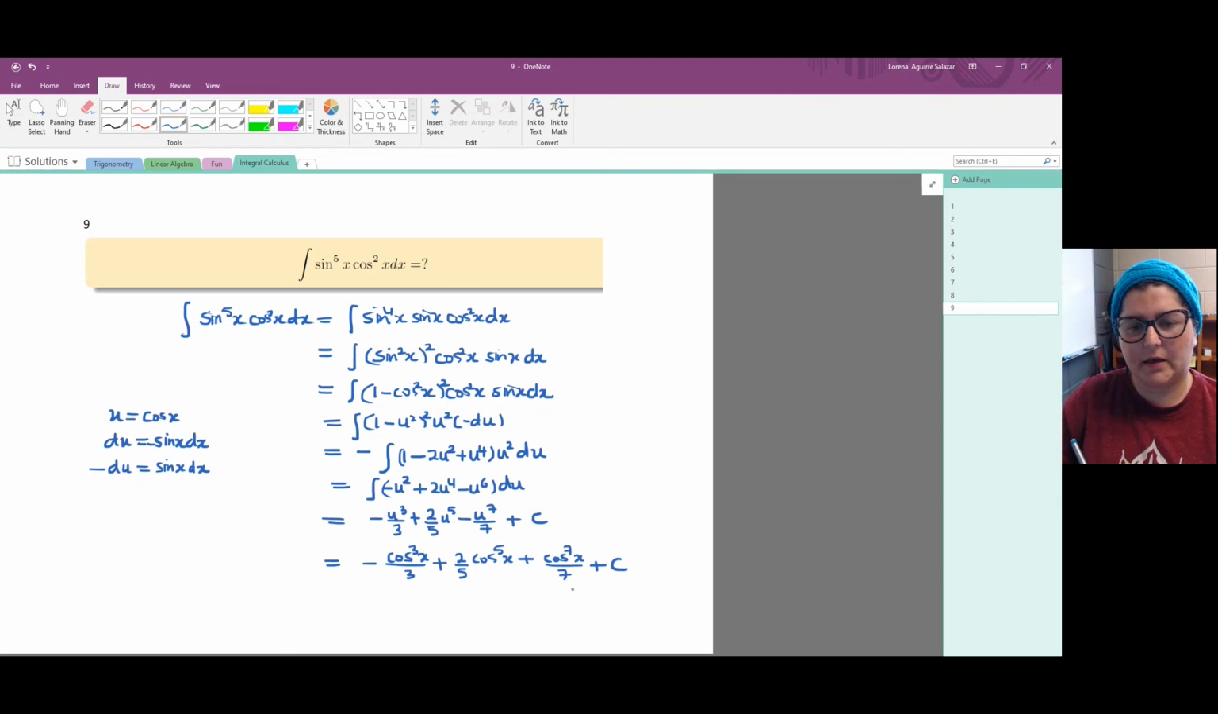So the main idea here, as I said before, is to rewrite the integrand as something in terms of sine multiplied by cosine of x dx, or something in terms of cosine multiplied by sine of x dx. That's the main idea here.